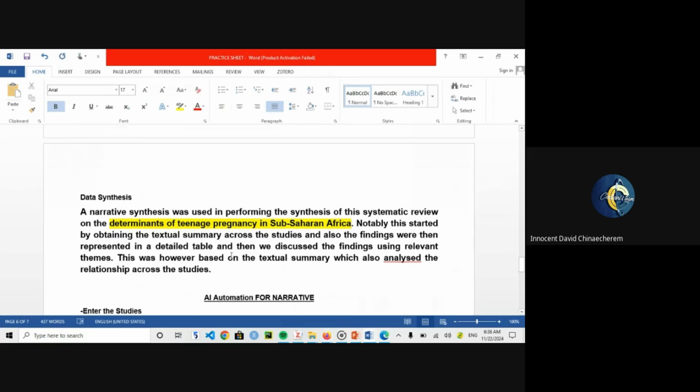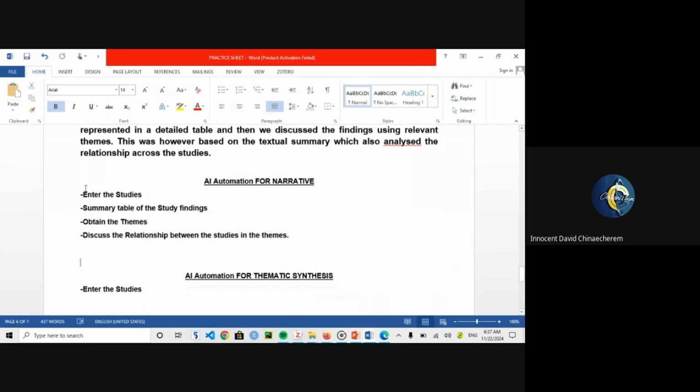Cool. So the next thing now, we have our research question, which is on determinants of teenage pregnancy, and we have a mixture of both quantitative and qualitative studies. Meta-analysis is not appropriate because they are not all quantitative studies, and thematic synthesis is also not appropriate because they are not all qualitative. So the narrative synthesis was chosen as the best option. The first thing we're going to do is to enter the studies.